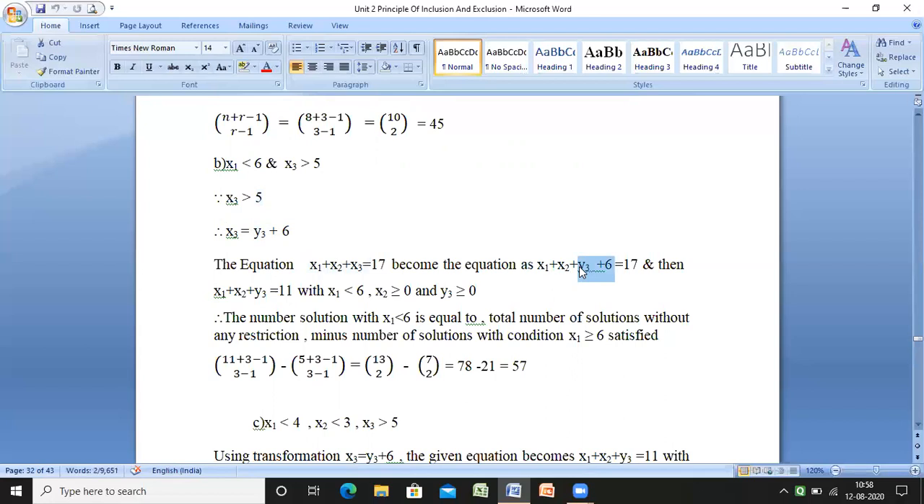Now what we get is 6 going to the right hand side, 17 minus 6, that is 11, is going to be the output. And what is that value? x1 plus x2 plus y3 equal to 11. Now they have mentioned another condition, x1 is less than 6. This is the condition again. So therefore, the number of solutions with x1 less than 6.